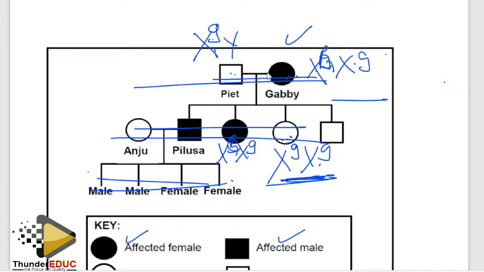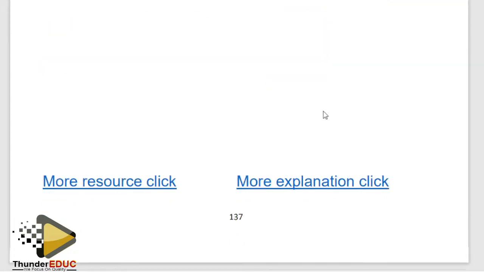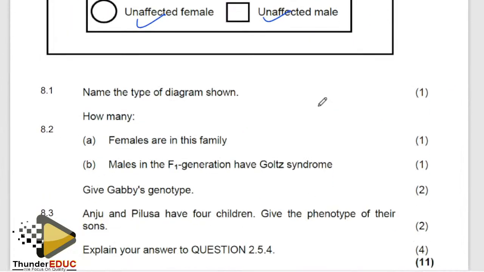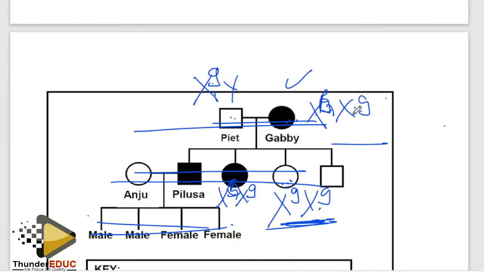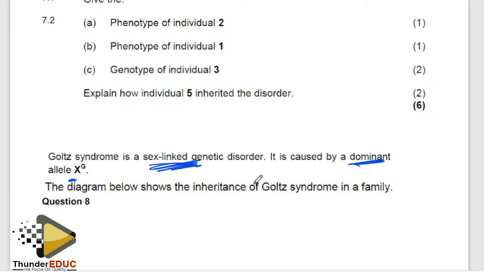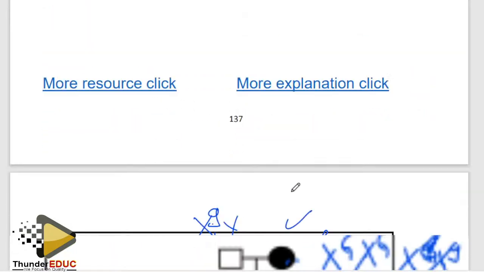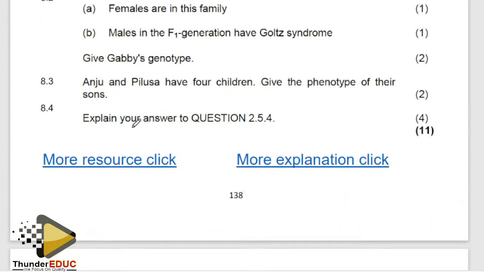They're saying with the disease, 0. The answer is 0 because it's caused by a dominant allele. And then they ask to give the genotype of Gabi. We talked about it, because they produce a kid who is not sick. Guys, please take note which one is caused by a dominant allele and which one is caused by a recessive allele. They will have to specify that it is caused by a dominant allele. Is it clear?